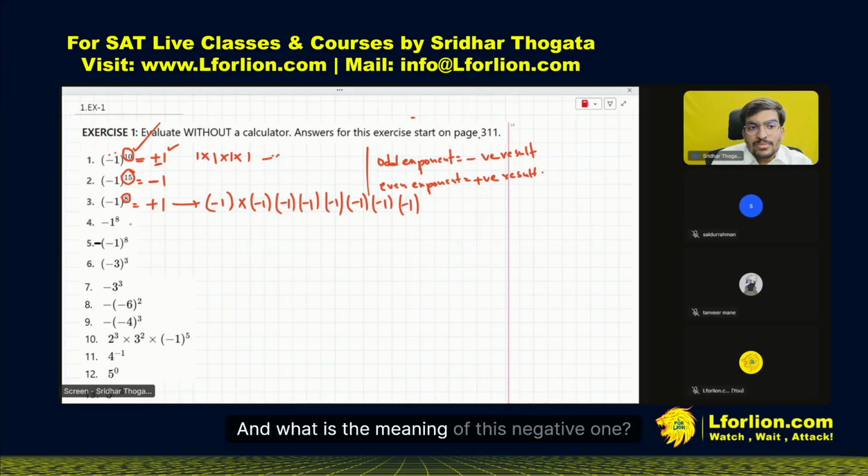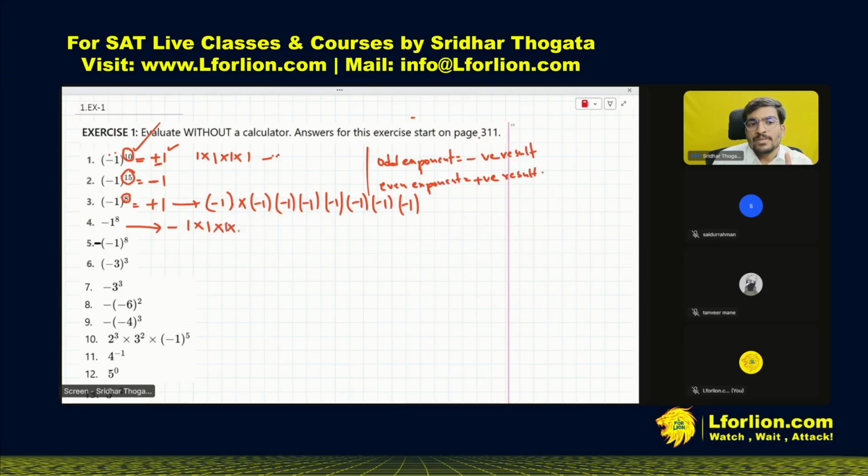And what is the meaning of this? The negative is there only 1 time. 1 is repeating 8 times: 1, 2, 3, 4, 5, 6, 7, 8. So this is the difference. Negative is only 1 time. If you multiply 1 with 1 any number of times, you get 1 only. And this negative, it is negative 1.